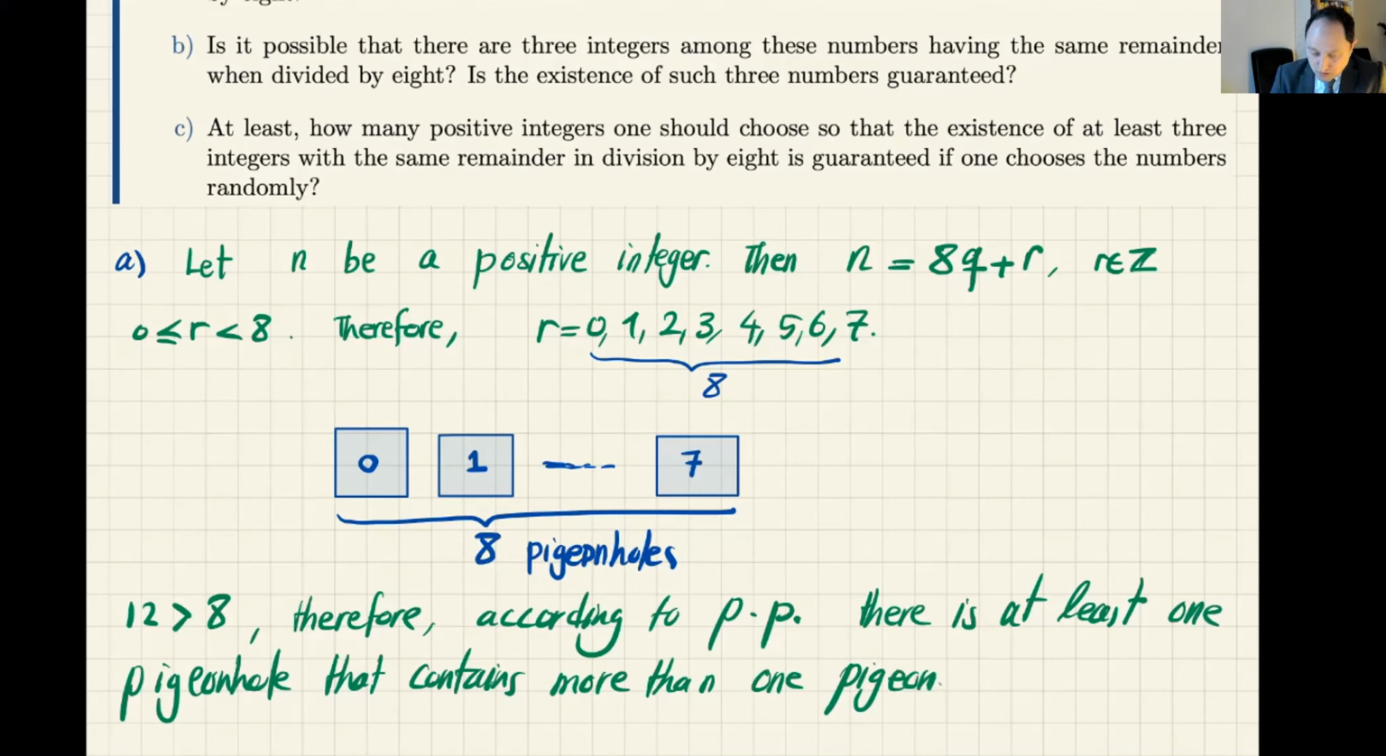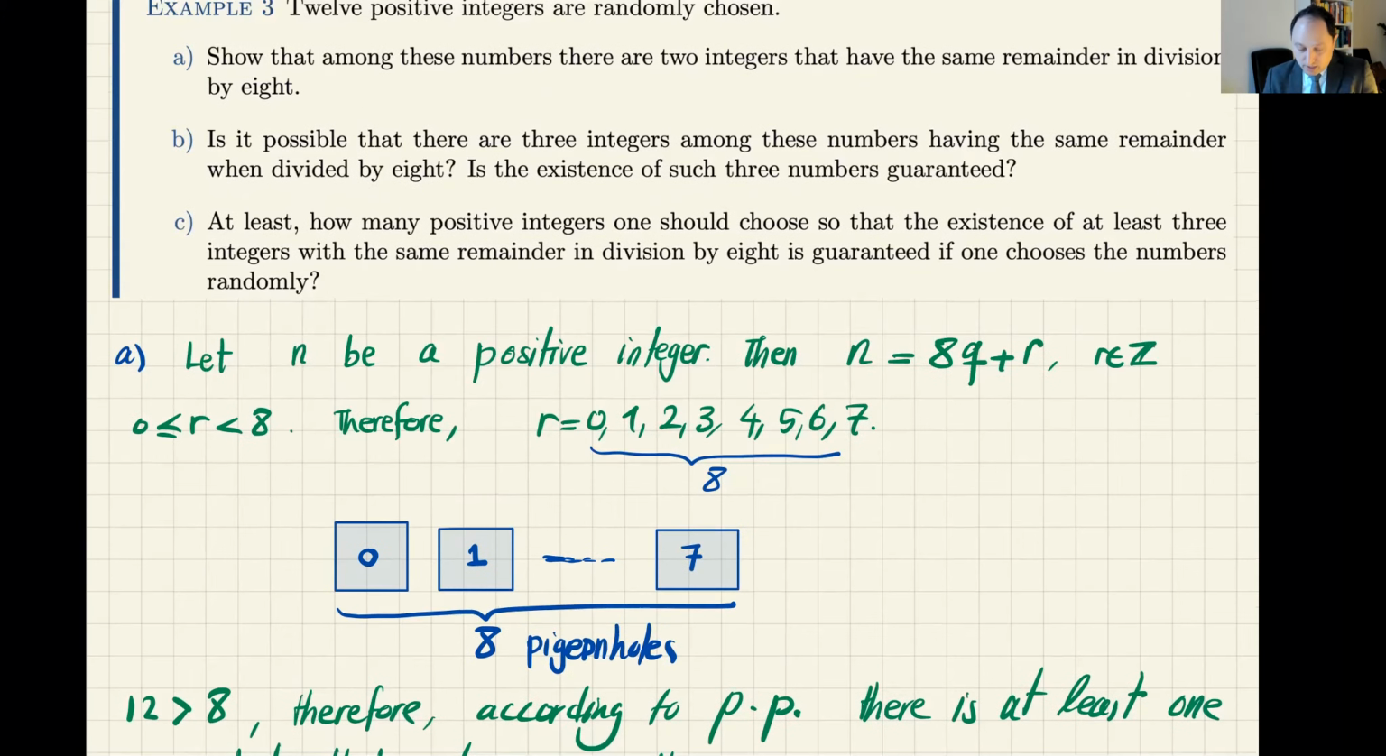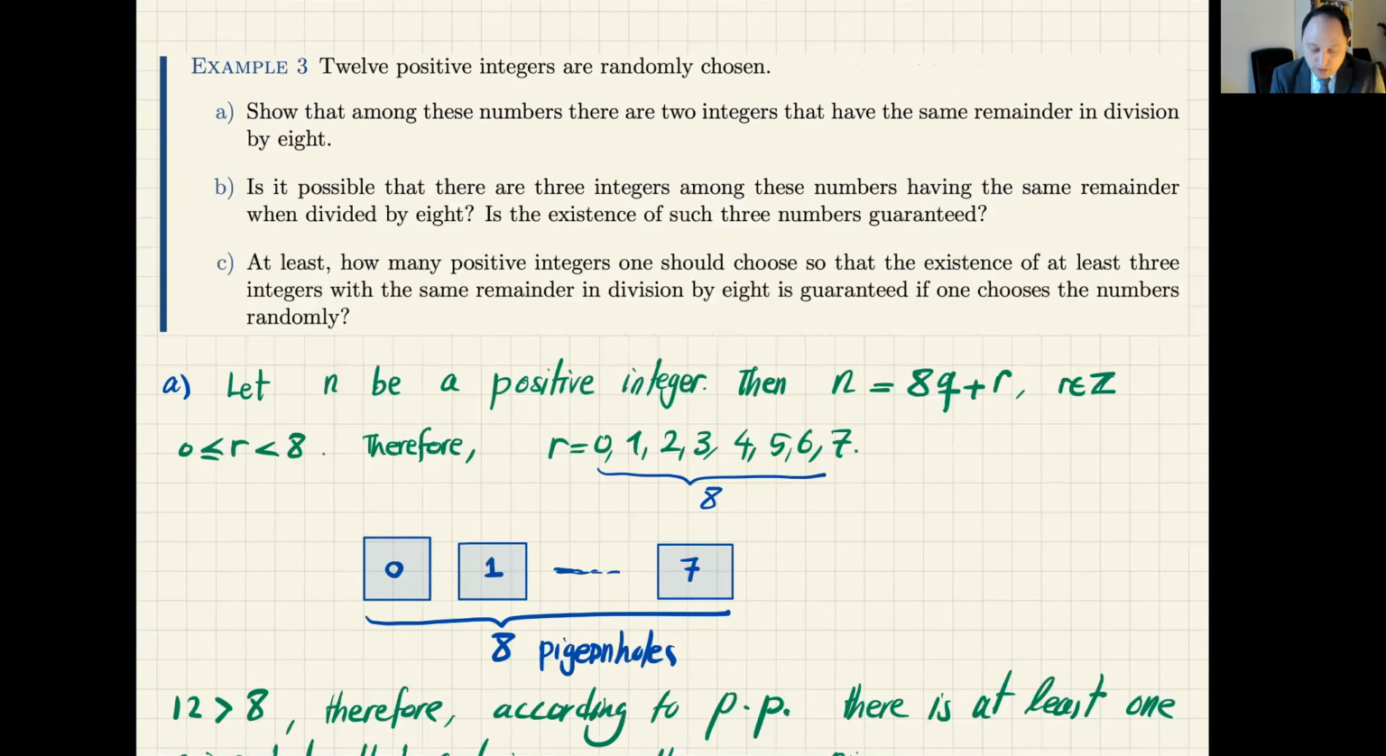Okay, so it means that there are at least 2 numbers in one of these boxes. By the way, I exaggerated a little bit. Do I really need to choose 12 random numbers, or can I choose less than 12 but still make sure that there are at least 2 integers having the same remainder when I divide them by 8? What is the minimum value that I can write in the question so that this result is still guaranteed?